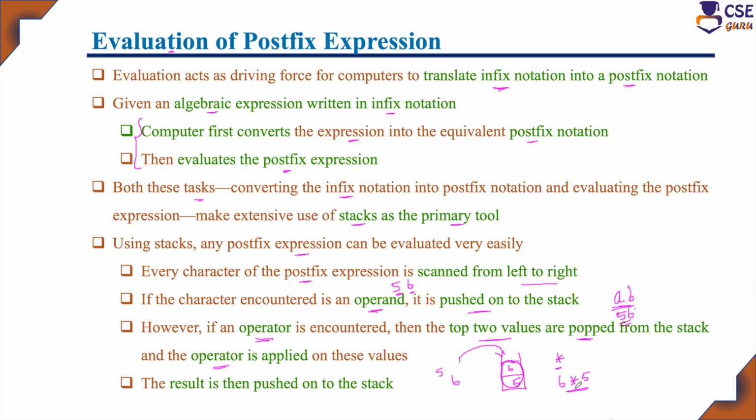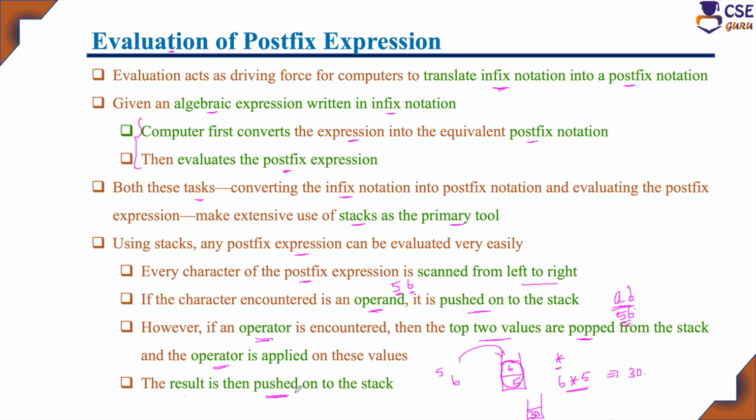What is the operator you have encountered? You have to implement this operation for those two operands. So 6 into 5, 30. This 30 will be pushed onto the stack. Instead of this 6 and 5, now you have to push 30 onto the stack. That is the result of the expression, and you have to push it onto the stack.